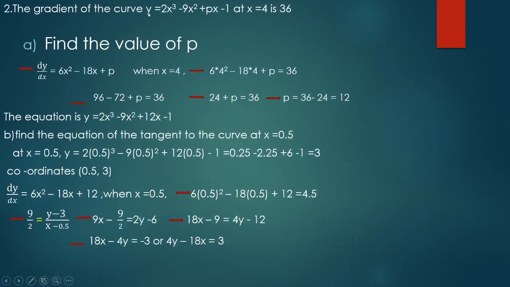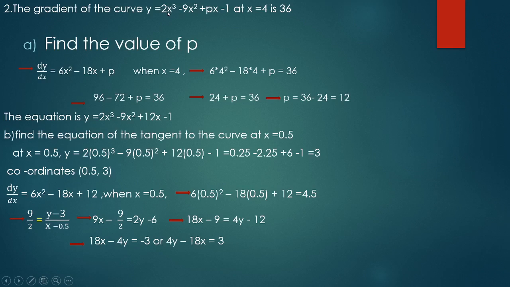Now the gradient of the curve y equals 2x cubed minus 9x squared plus px minus 1 at x equals 4 is 36. So we are given the gradient of the curve, and this is the equation of the curve at a point where x is equal to 4. Remember, to find the gradient is dy over dx of this equation. Now we can find the dy over dx of this equation.